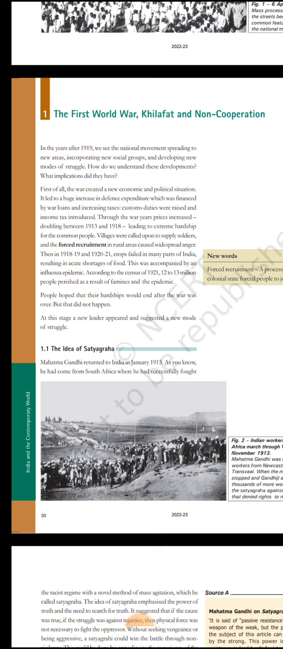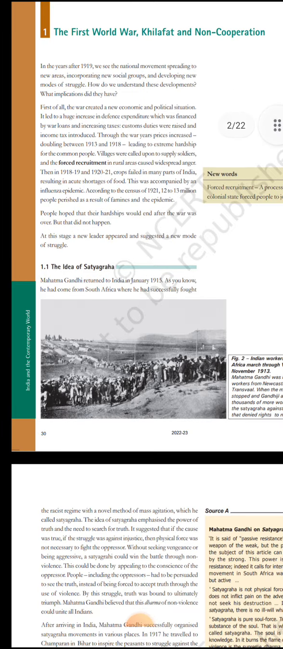Now here is the idea of satyagraha. There is a subtopic, the idea of satyagraha. When Gandhiji returned to India in January, there is also a question: when did Gandhiji return to India? It was January 1915 when Gandhiji returned. Firstly, a small idea about satyagraha.